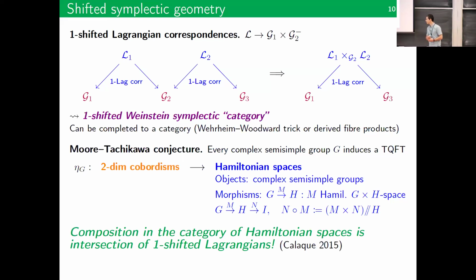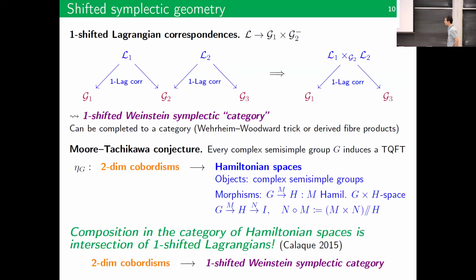Okay, so this idea was first observed by Kalak, and he proposed that maybe that would be a good formalism to prove the Moore-Tachikawa conjecture, basically replacing the category of Hamiltonian spaces by this one-shifted Weinstein symplectic category. And our main contribution is to show that indeed that was a good idea. We're constructing these TQFTs valued in the one-shifted Weinstein symplectic category, and then we're showing how to get back to the Hamiltonian spaces, with a little bit of a caveat.